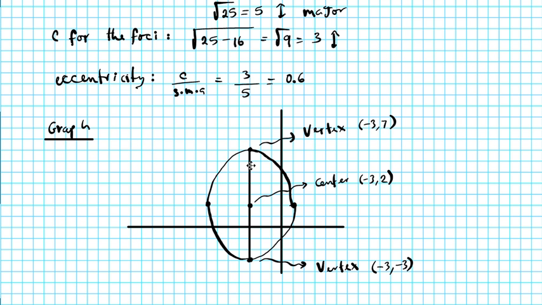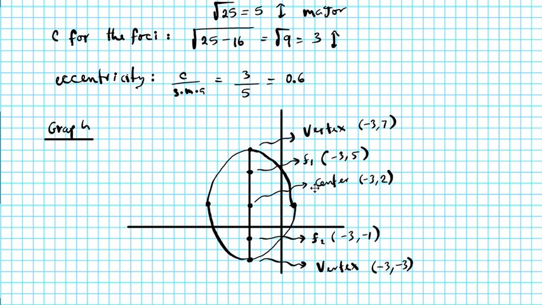And I want to graph my foci while we're at it. We go up 3 units, so that's F1. F1 is going to be -3, 5. For F2, you're going to go down 3 units, 1, 2, 3, and this right here is F2. F2 is going to be -3, -1.